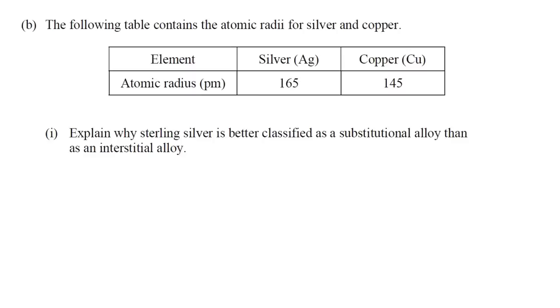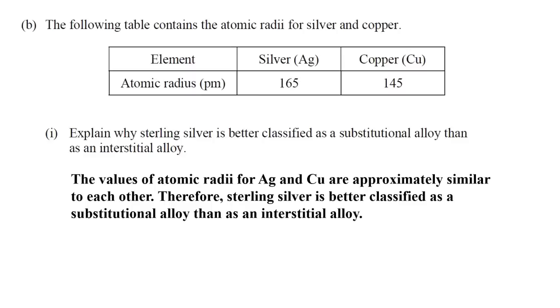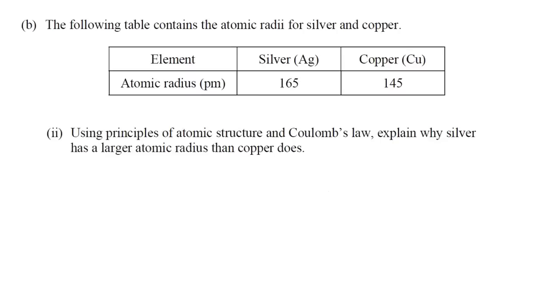So our answer needs to reflect our understanding of what a substitutional alloy is. We have to talk about the similar size between these two atoms because it's already been classified as a substitutional alloy. And you can see in my answer that the values of atomic radii for silver and copper are approximately similar to each other. Therefore, sterling silver is better classified as a substitutional alloy than as an interstitial alloy. All right, well, that's the answer to part B I. Now, let's take a look at part B II.